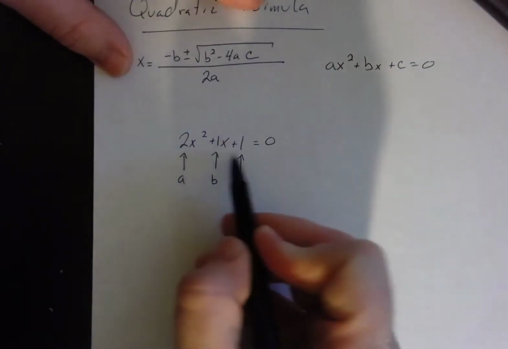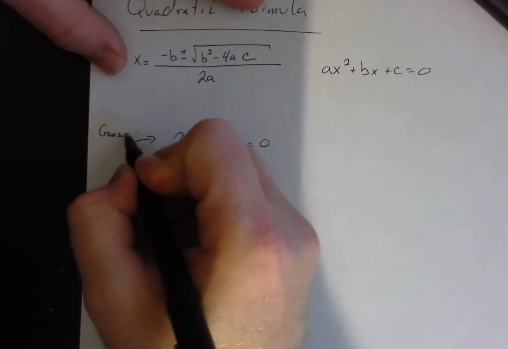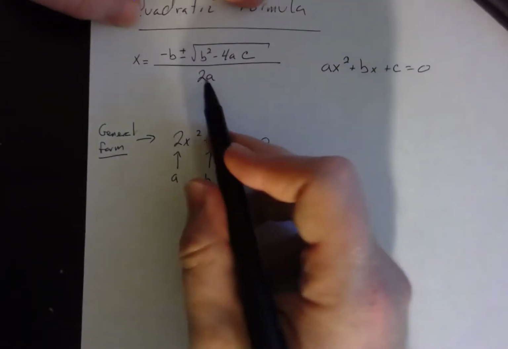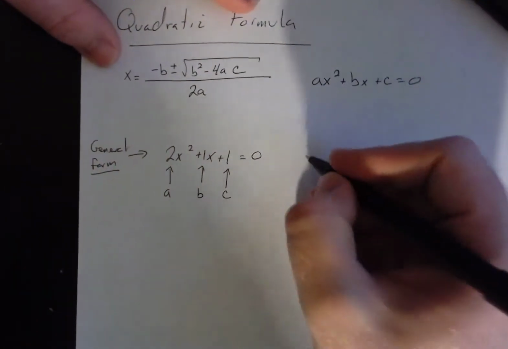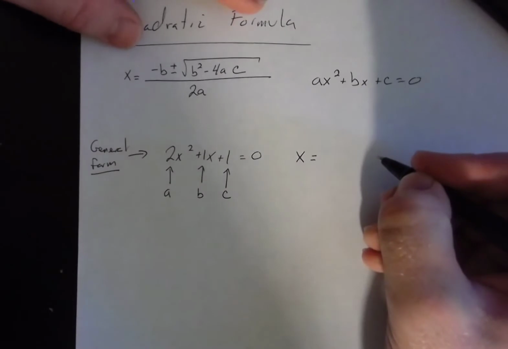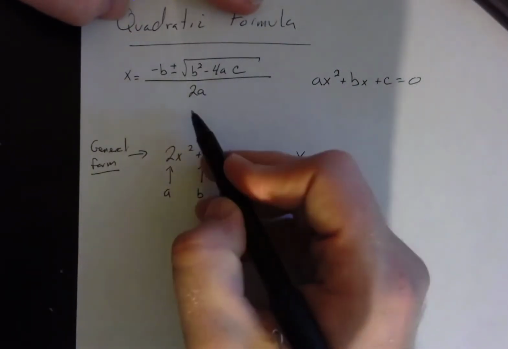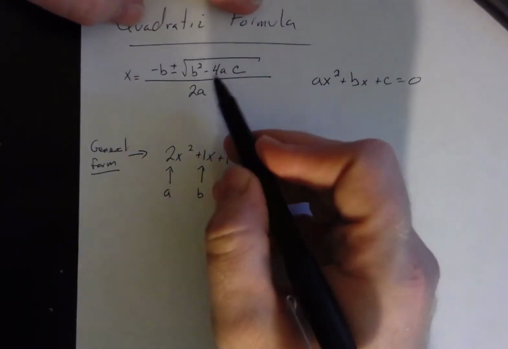If it is not in general form, again, remember this right here is called general form. If it is not first in general form, then you have to get it to general form before you can use the quadratic formula. Now, right here is the quadratic formula. When we're going to go ahead and solve these, we're just going to plug in the appropriate values. Be sure to use parentheses for all values that are not already numbers in the formula.